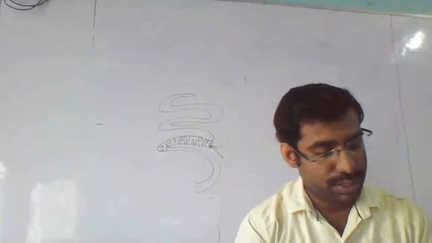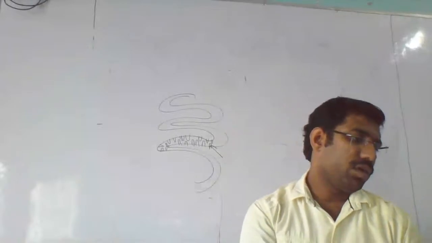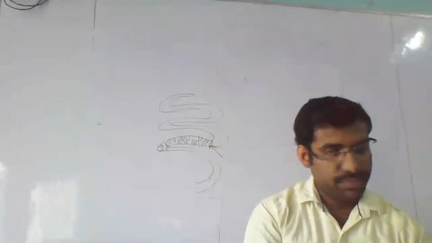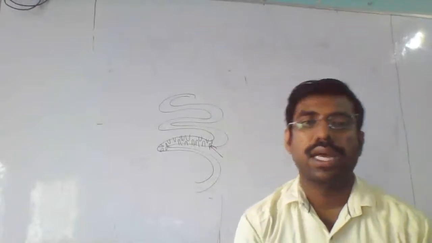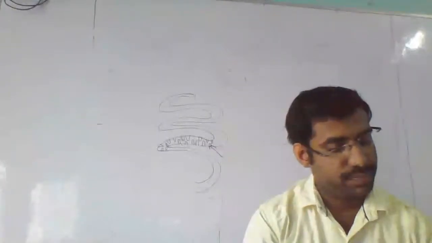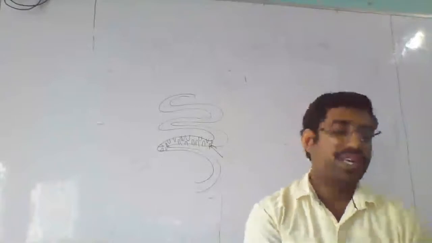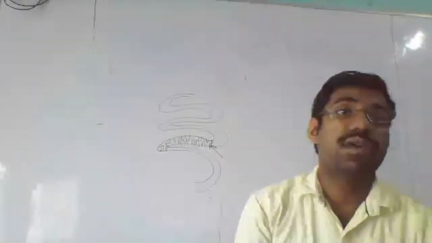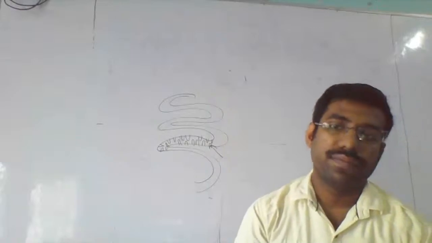The length of small intestine is approximately 6 meters. Then the food is completely digested in, food is digested where? Small intestine.